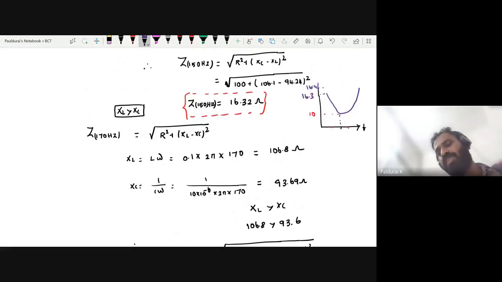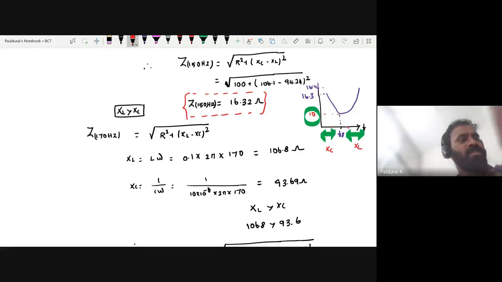At resonance frequency, impedance is minimum, 10 ohm, whereas below it XC is greater, so the circuit is capacitive. Above it XL is greater, so it is inductive. This concept is very, very important.